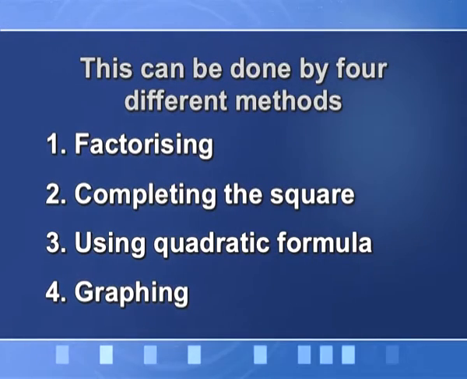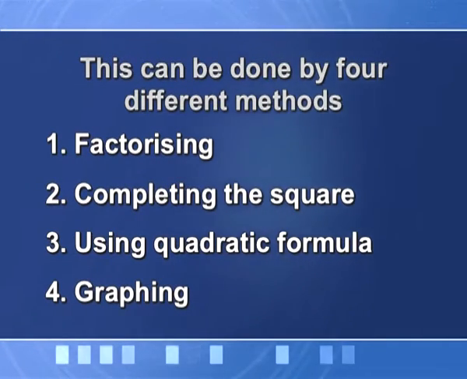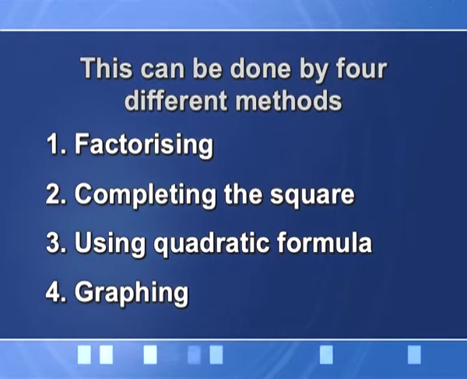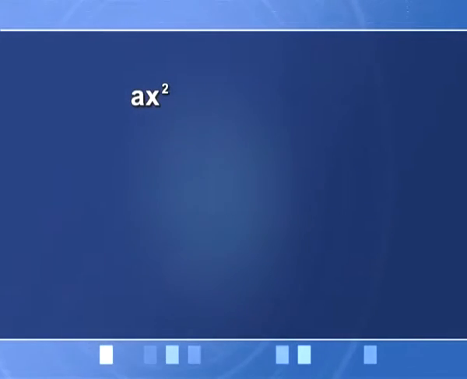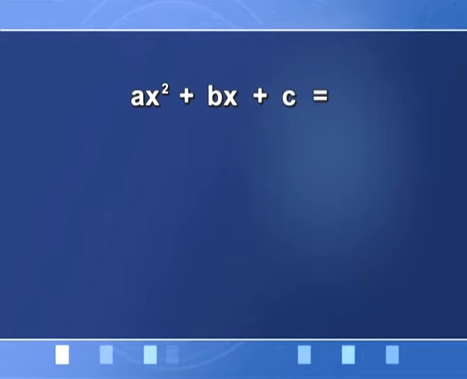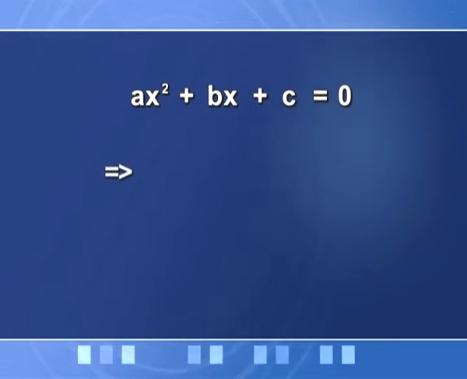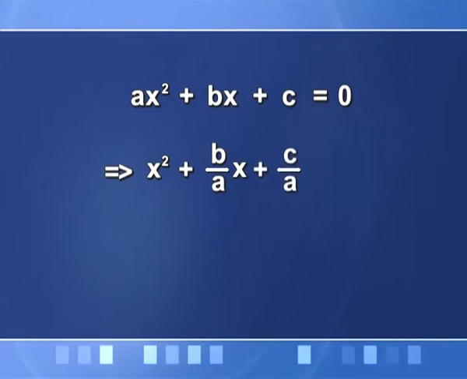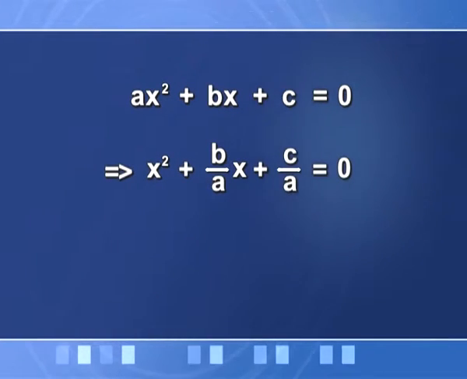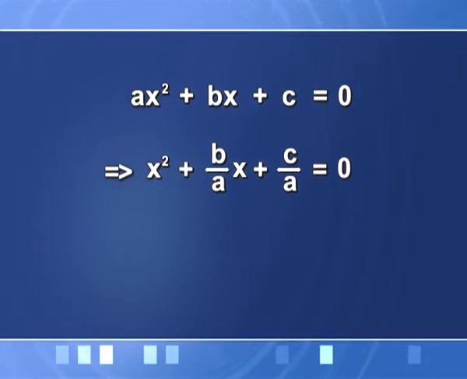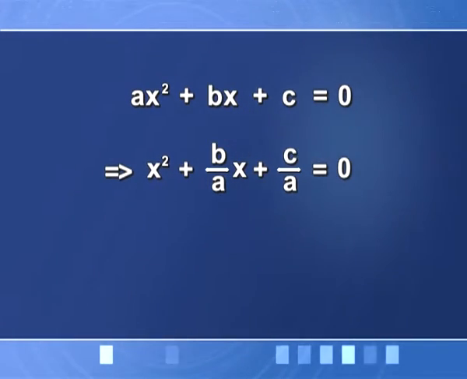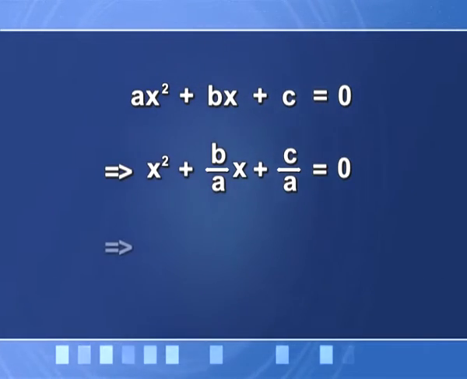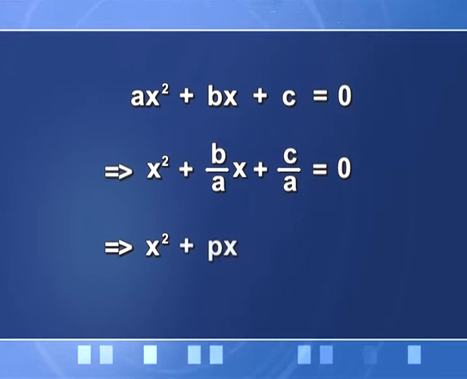And for this, at times we have to write the equation in the simplified form, that is ax square plus bx plus c is equal to 0 is rewritten as x square plus b over a x plus c over a is equal to 0. That is, we have divided the whole equation by a, because a is not equal to 0. So, we can always divide by a number which is not 0. So, the simplified form of this equation can be written as x square plus bx.